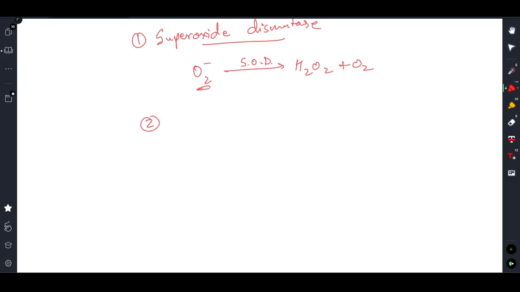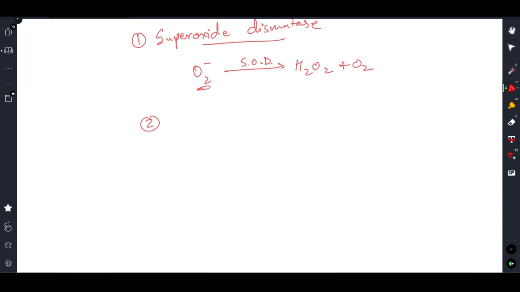Now we discussed in the reactive oxygen species that hydroxyl radical is so highly reactive that it is hard to find it roaming freely, right? As it is formed, it will quickly react with any chemical species present in its vicinity. So to keep the levels of hydroxyl radical in check, what you will have to keep in check is the generation of hydroxyl radical, which is done by H2O2, right? So if you remove H2O2, there will be no generation of hydroxyl radical, right? So this is one method.